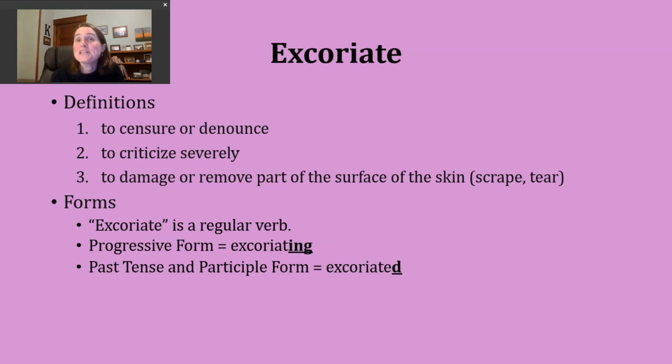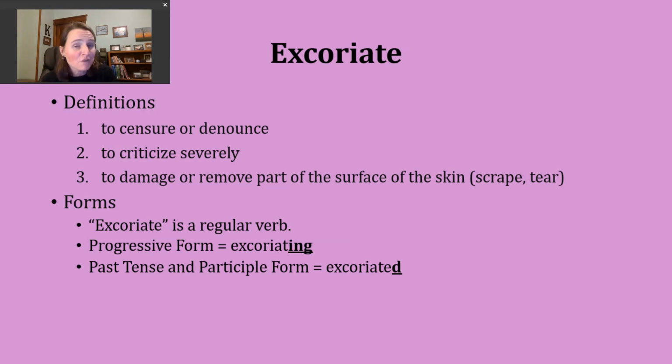For now, you should know that excoriate is a regular verb. If you want to make the progressive form of this verb, all you need to do is drop the E on the end before you add ing. That can form excoriating. The past tense and the participle form of our verb can be made by just adding the letter D, since this verb already ends in an E.